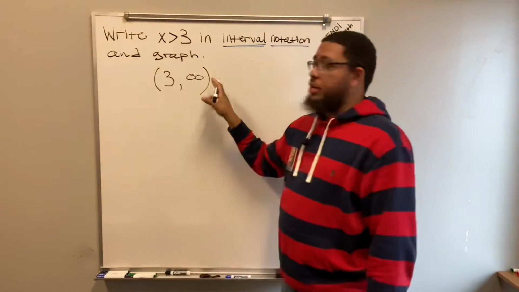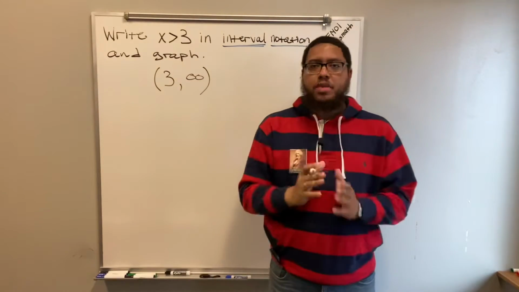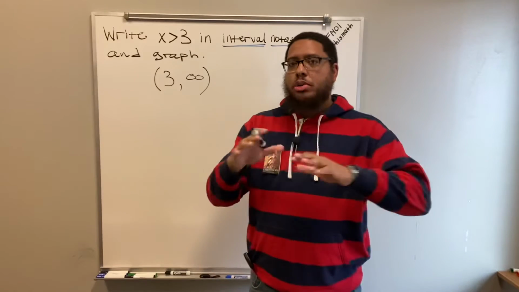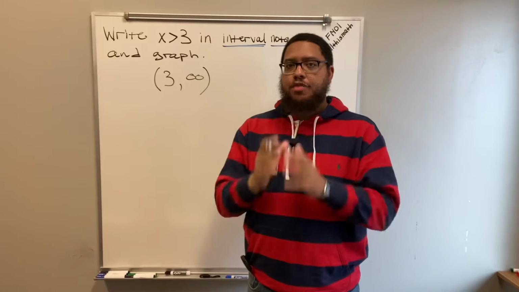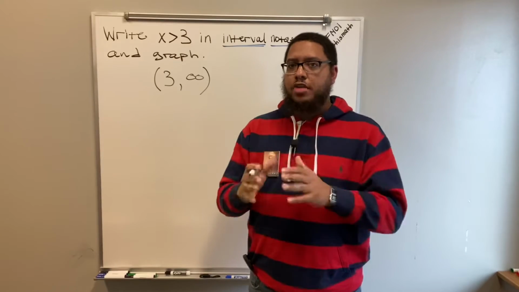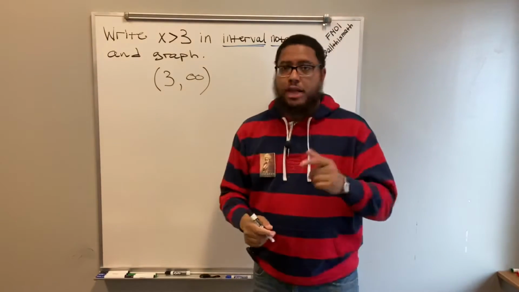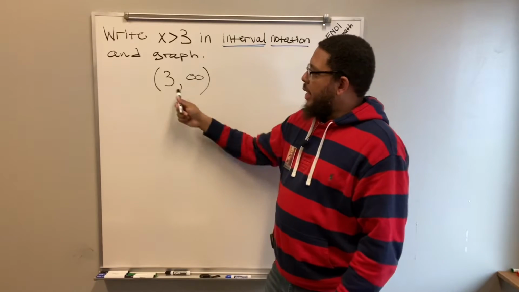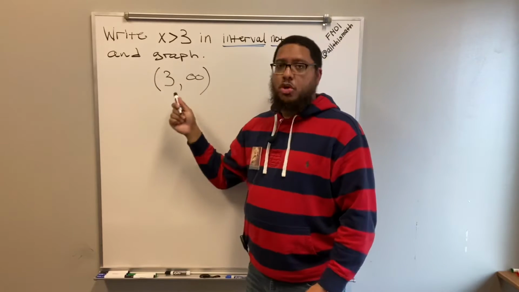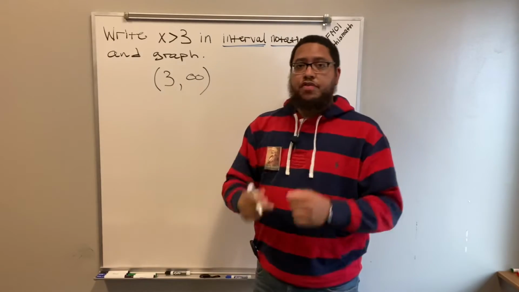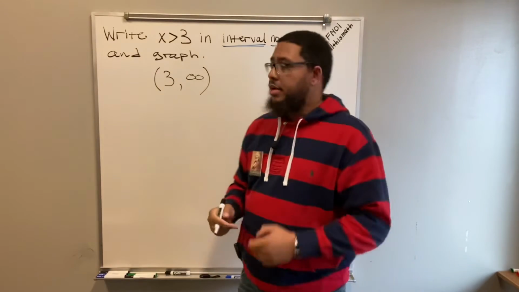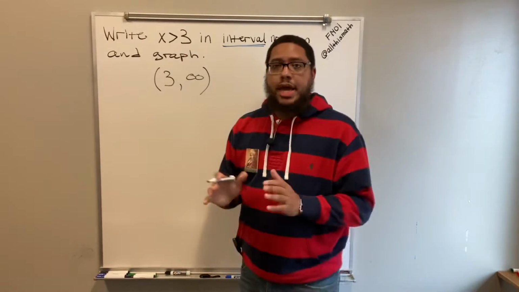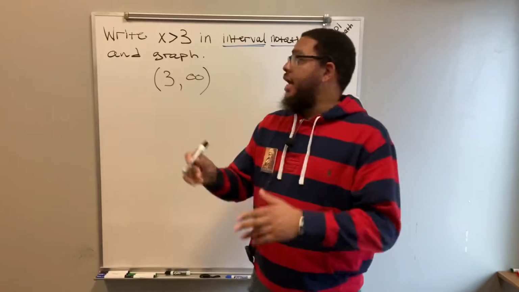Now, the rule with infinity: you never have a bracket next to infinity, whether it's negative infinity or positive infinity. You're always going to have parentheses next to infinity. That's something for you to memorize when you're doing problems like this. And you know whether to put a parenthesis or a bracket next to that number based on whether it's included in the solution set, right? Right here, this 3 is not included because, like I said, we didn't say x was equal to 3. We said x was greater than 3.